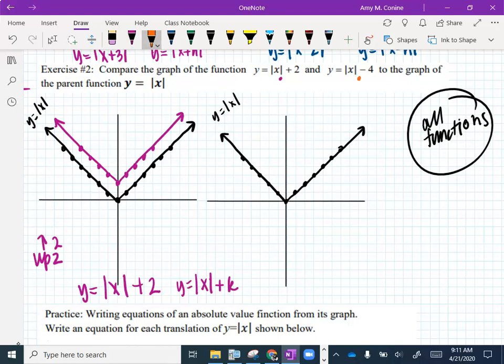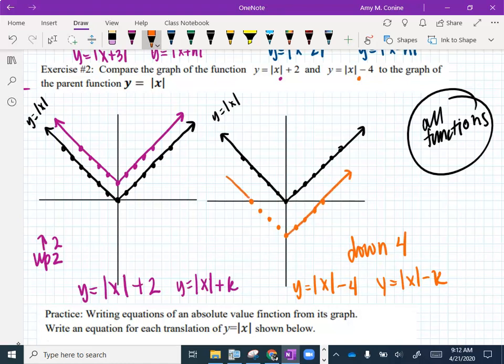So I'm going to do the second one, y equals absolute value of x minus 4. Okay, so this, I don't have an h, I just have a minus k, which means I'm going to move down 4 units. So I'm going to take my vertex and move it down 4 units. All right, so we're moving it left and right and up and down based off what is given to us in the equation. And again, these are standard for all functions. All right, so that's what that looks like.